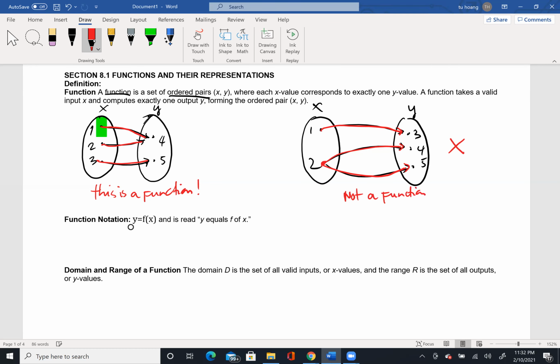Okay, so function notation is written as y equals f of x. So they write it like this, and we read y equals f of x. See that? f of x.